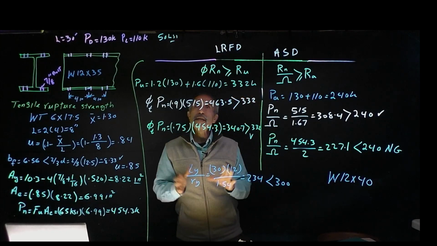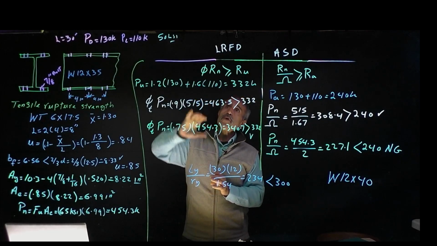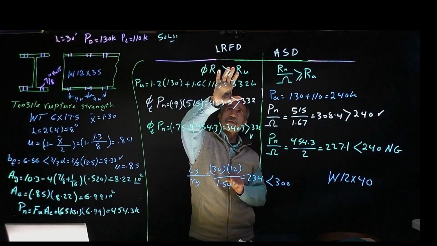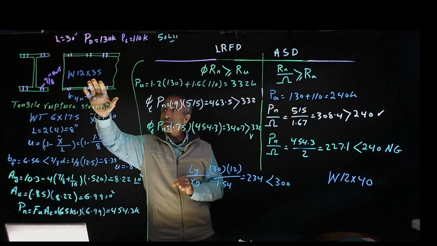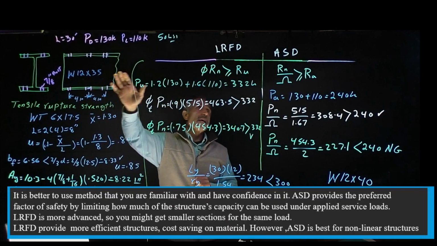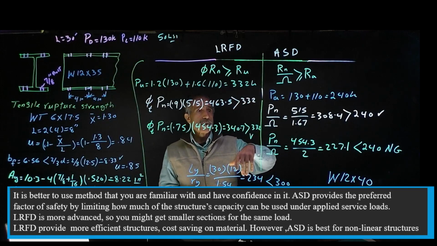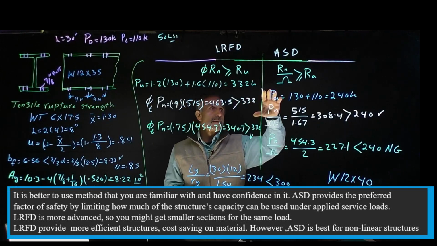So what we did here, we used the method of load and resistance factor design to select the size of the beam. And then once we selected it, we ran all the numbers. It was fine here, but it wasn't fine here.